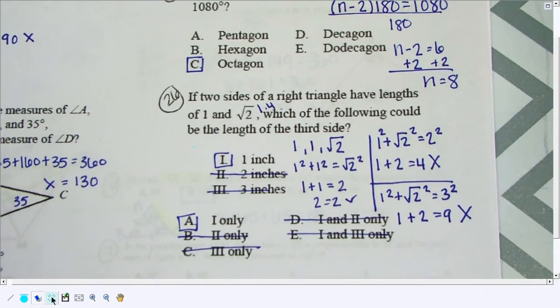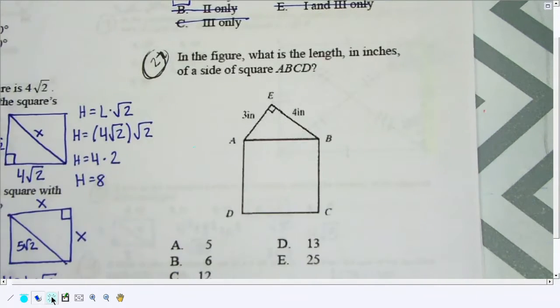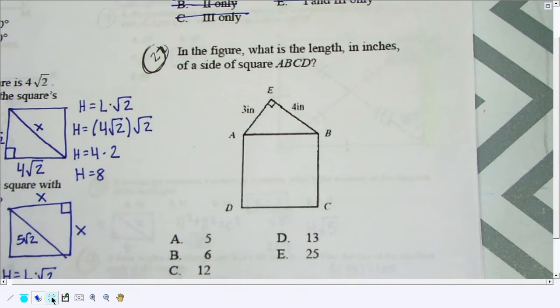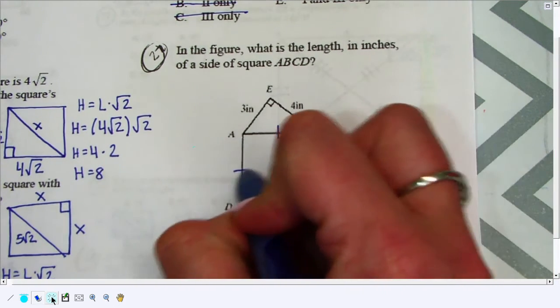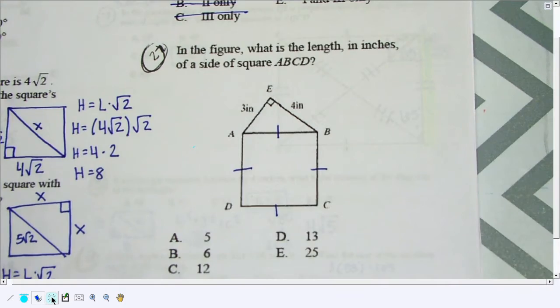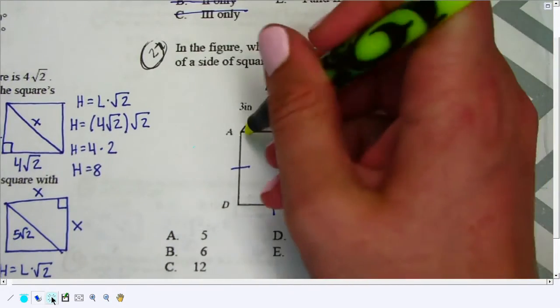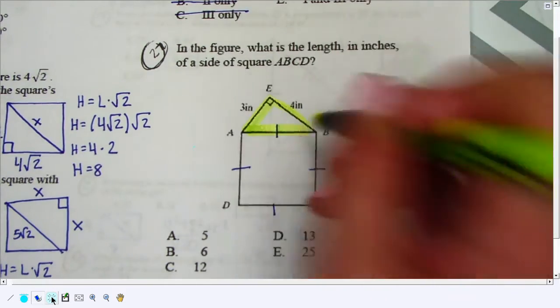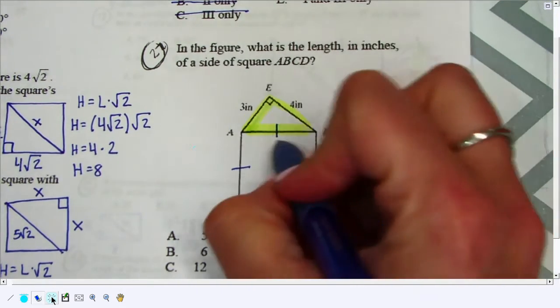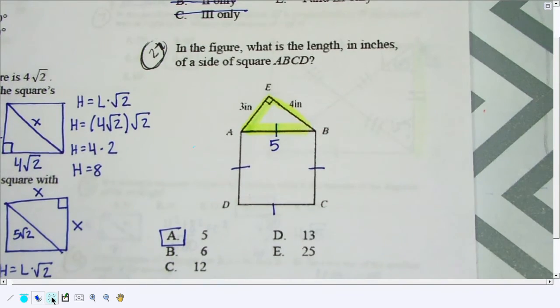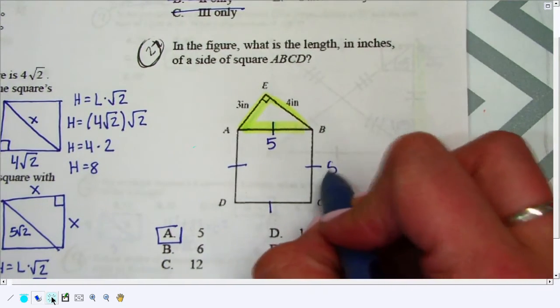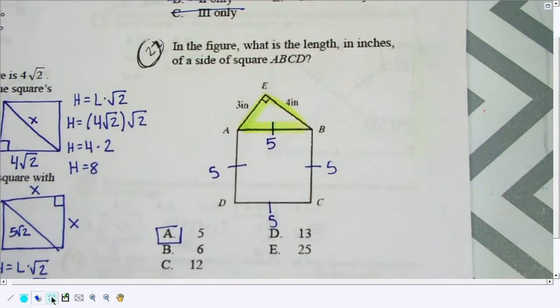So all you would do is just use the Pythagorean theorem. 27, in the figure below, what is the length of the side of the square? Things to remember, the sides of the square are all the same. Also, things to remember, 3, 4, 5 triangle. Right here, this is a 3, 4, 5 triangle. So the answer is just 5. All the sides are the same, so it doesn't matter what side I find, all of these sides are 5. And that's just special right triangles.